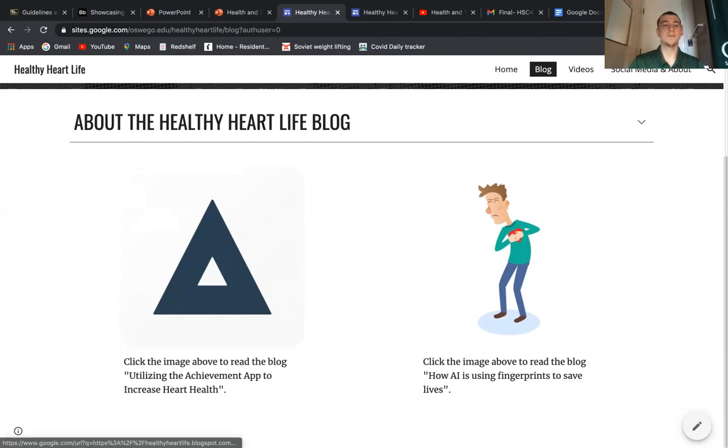wrote throughout the year. So on the left, we have our blog on the Achievement app, which was an app that encouraged movement throughout the day, as well as how AI is using fingerprints to save lives. And this talks about fat radiomic profile, which is a tool to prevent heart attacks. And I'll talk about that later.